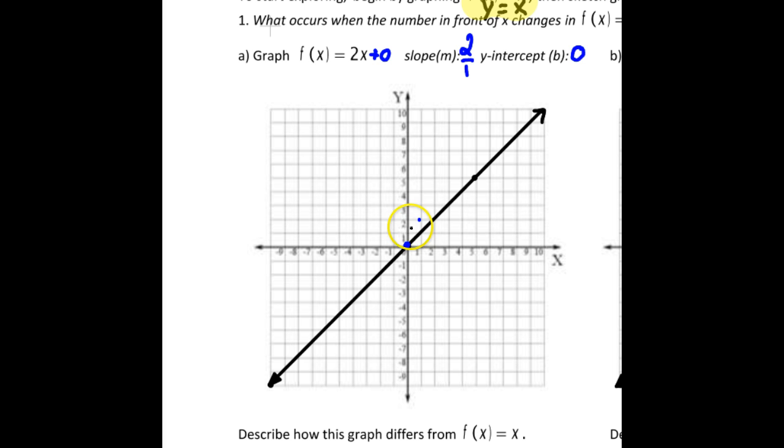Start at 0. Up 2, right 1. And just repeat that until you get to the end. Use a straight edge. Draw a nice straight line all the way through it. Now the question is, by looking at these, how would you describe the blue line compared to the black line?